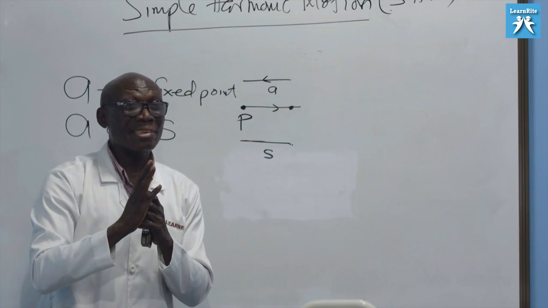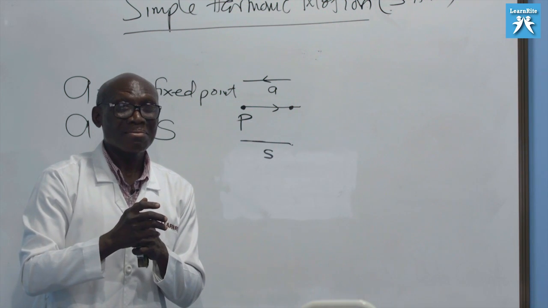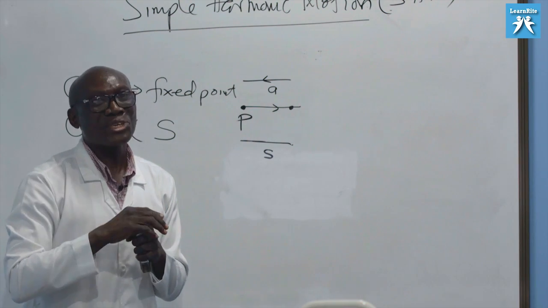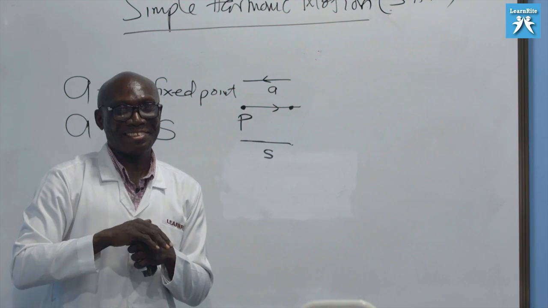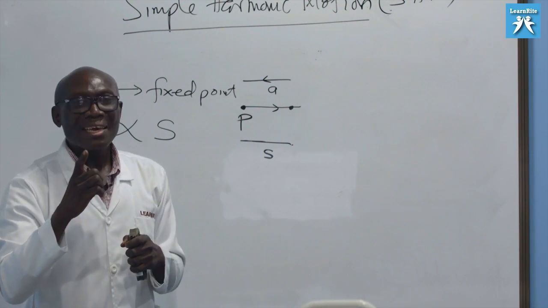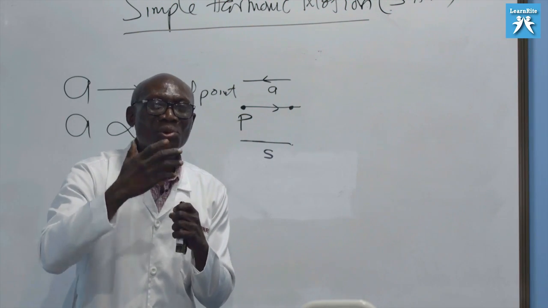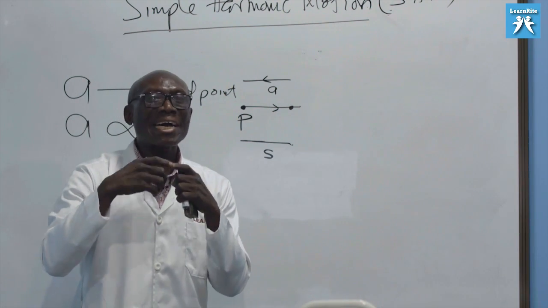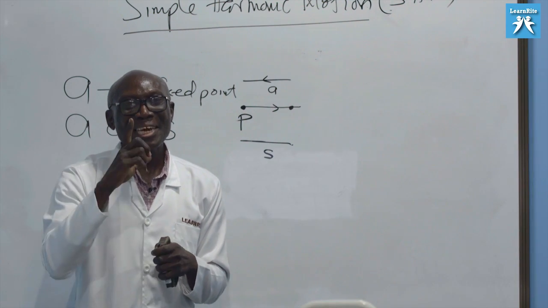So in actual fact, simple harmonic motion is an oscillatory motion, but with certain qualities. And I repeat, simple harmonic motion is an oscillatory motion with additional qualities or additional properties. And what are they?